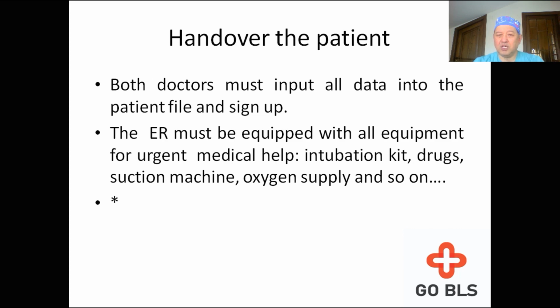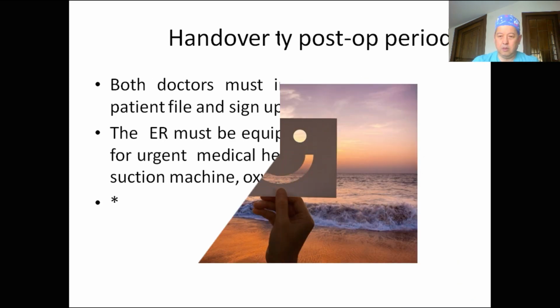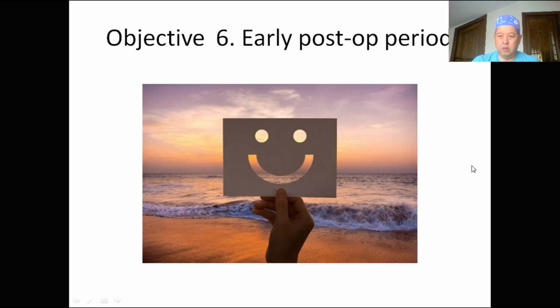The emergency room must be equipped with all equipment for urgent medical help. For example, intubation kit, drugs, suction machine, oxygen supply, and so on. So we gradually came to our last objective, objective number 6, early postoperative period. So when we talk about early postoperative period, we usually mean first 24 hours.